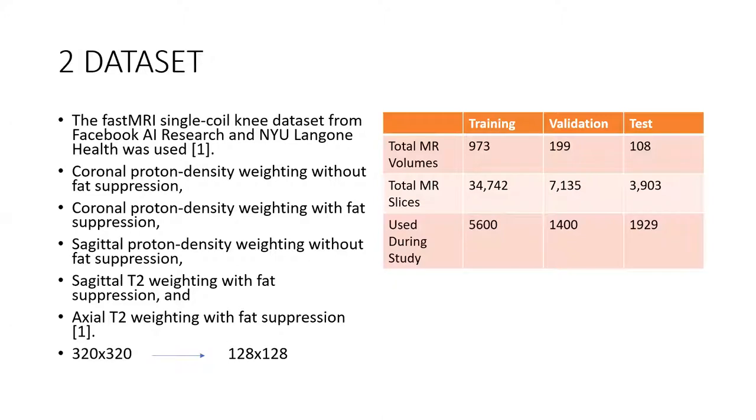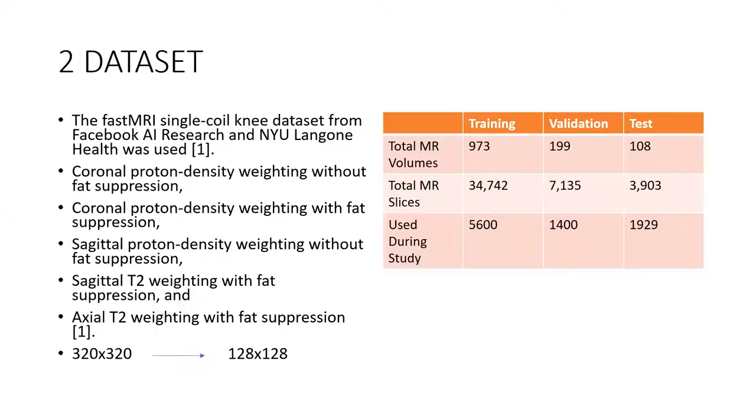We have used the fastMRI dataset from Facebook AI Research. Only single coil training data was extracted since they have fully sampled k-space, and we manually implemented the masks. From 973 volumes, 250 of them were taken, which is 8,929 slices in total. 7,000 of them were used for training and validation. The rest was used for testing.